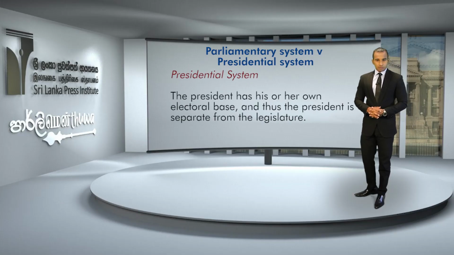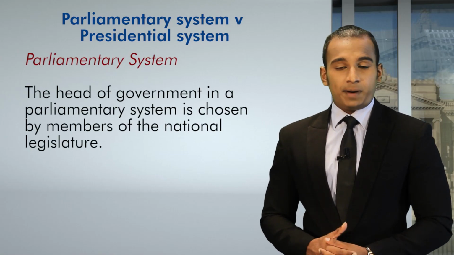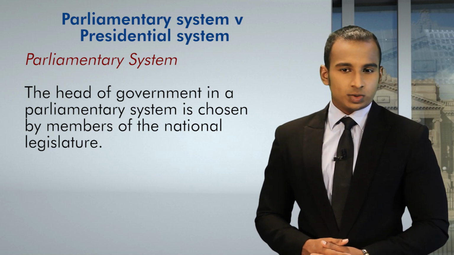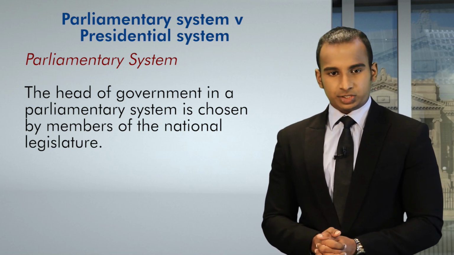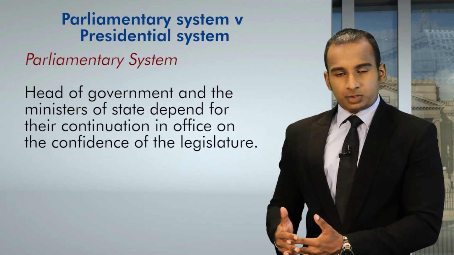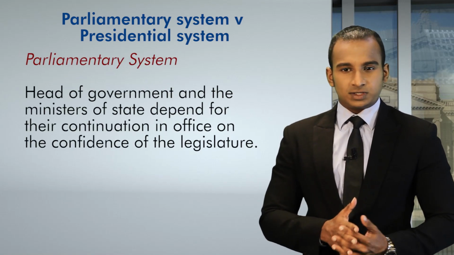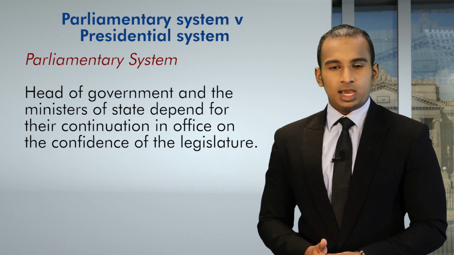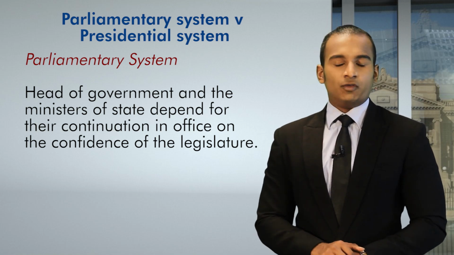Also, in a presidential system, the president has his or her own electoral base, and thus the president is separate from the legislature. The head of government in a parliamentary system, however, is chosen by members of the national legislature. Under a presidential system, the head of the government is elected for a fixed term of office. For example, in the United States, the president's term in office is 4 years. Under a parliamentary system, the head of the government and the ministers of state depend for their continuation in office on the confidence of the legislature.